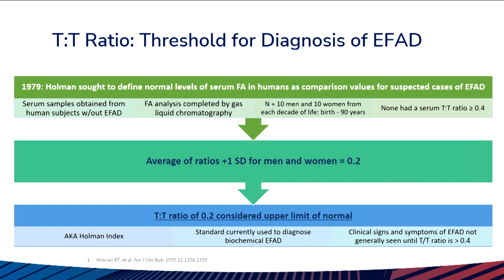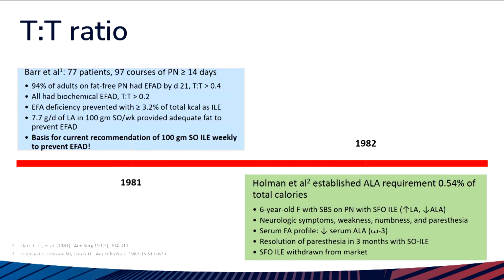It's referred to as the Holman index. It really is the gold standard used to diagnose biochemical EFAD at this point. And it's important because once we start looking at these actual lab reports, you'll see that the reference ranges are very different than what the Holman index suggests.